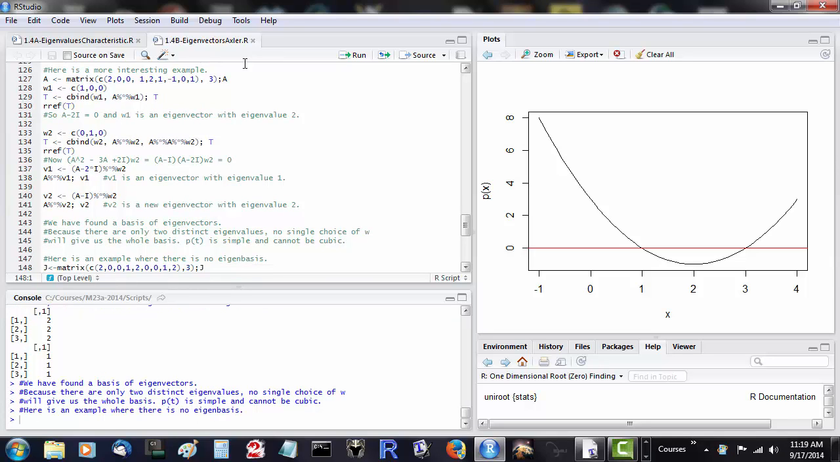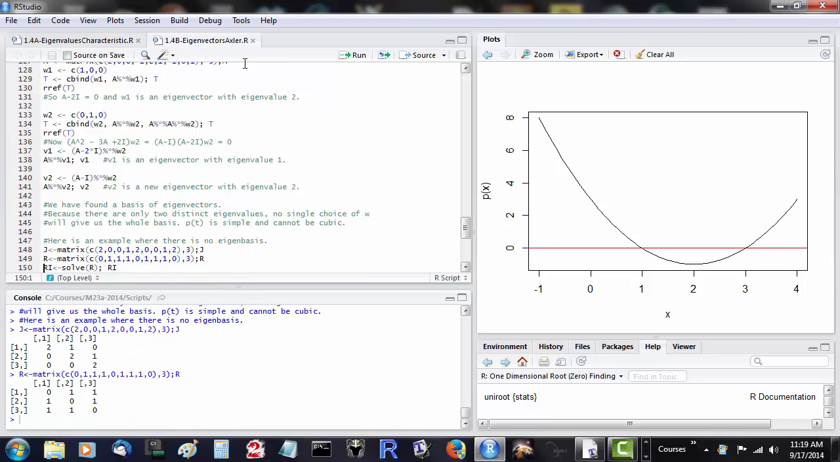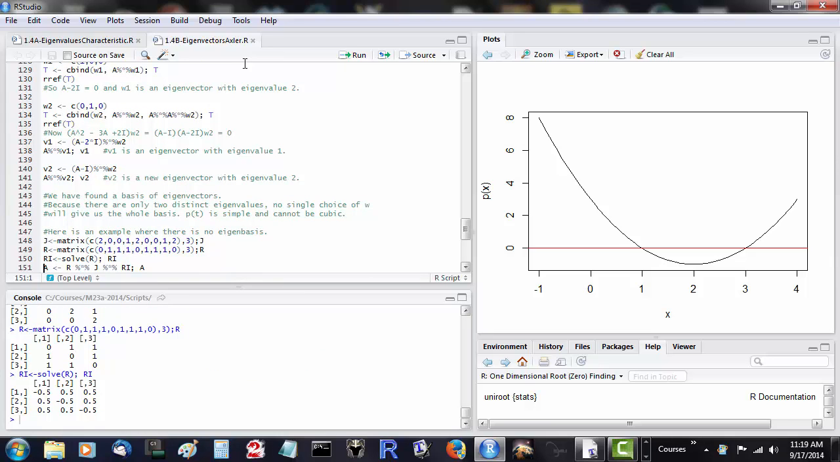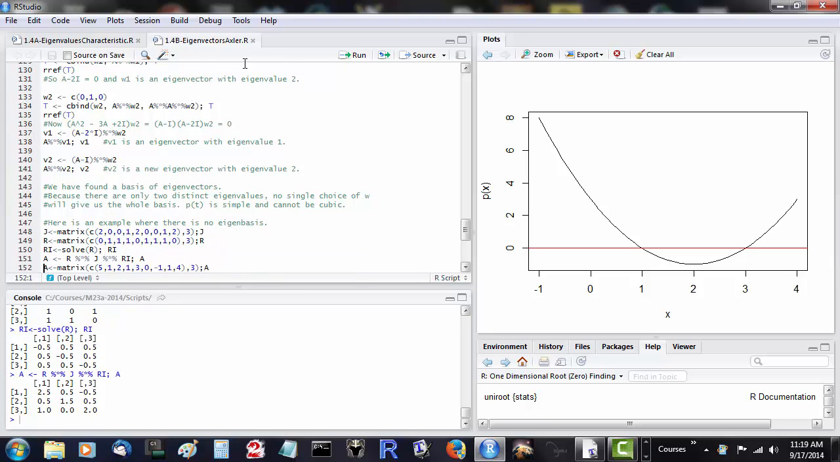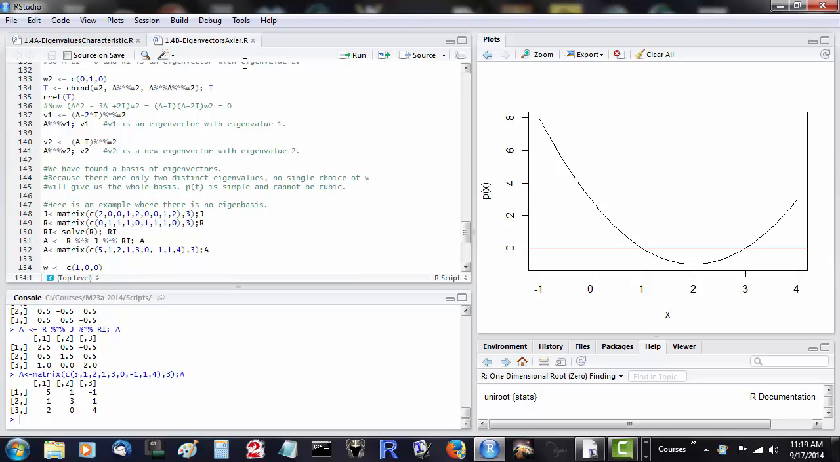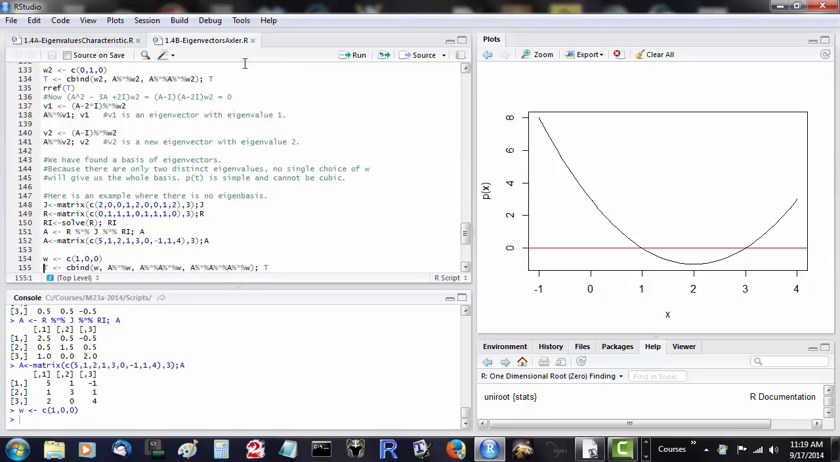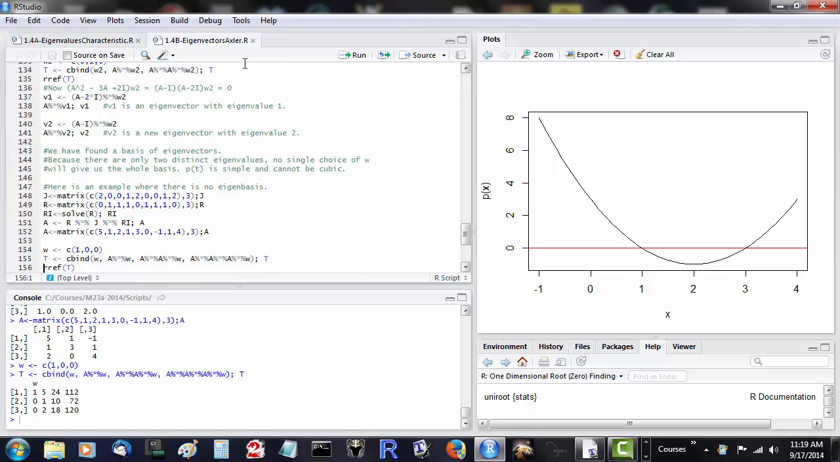Finally, let's look at an example where there is no basis of eigenvectors. I'm not going to read these next 4 lines, but this is how I cooked up the matrix A, and now I'm going to multiply it by 2 to make it have integer entries and start out with that. Start with the first standard basis vector. Yet again, apply various powers of A, make a nice matrix.